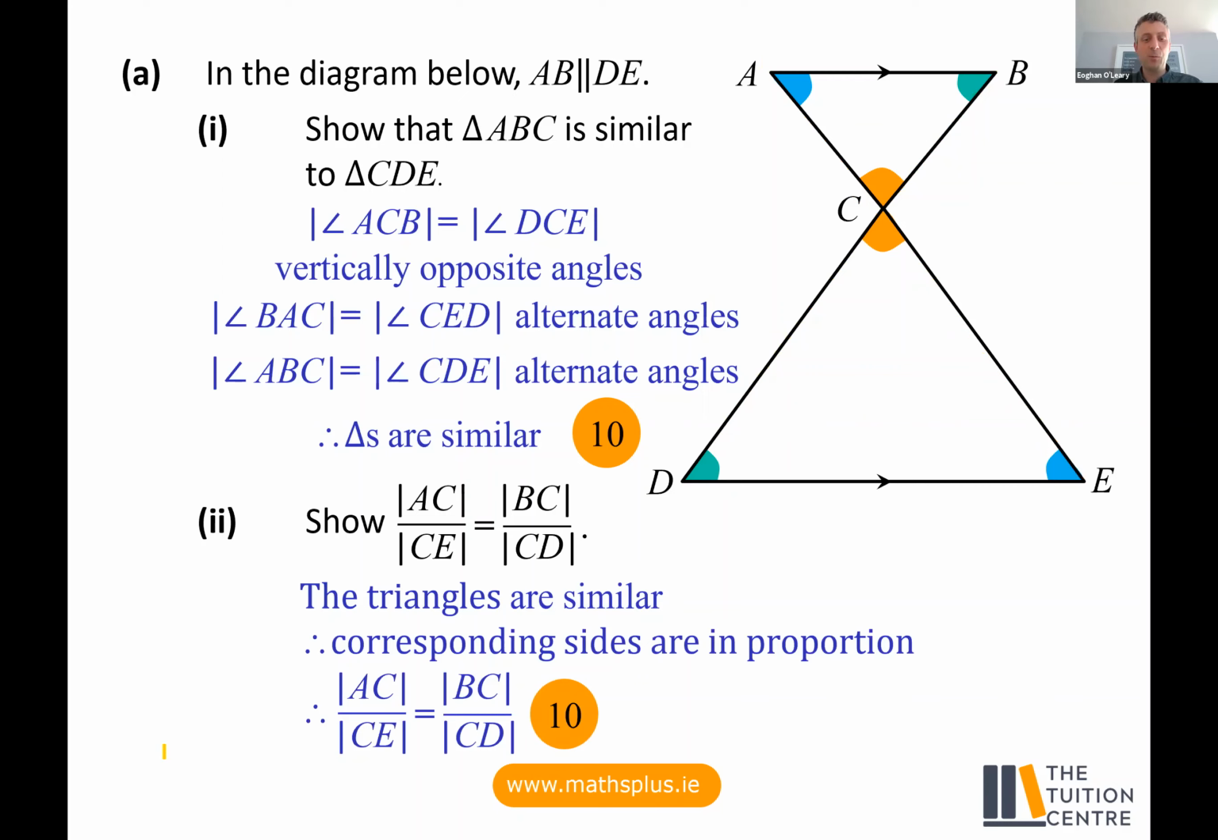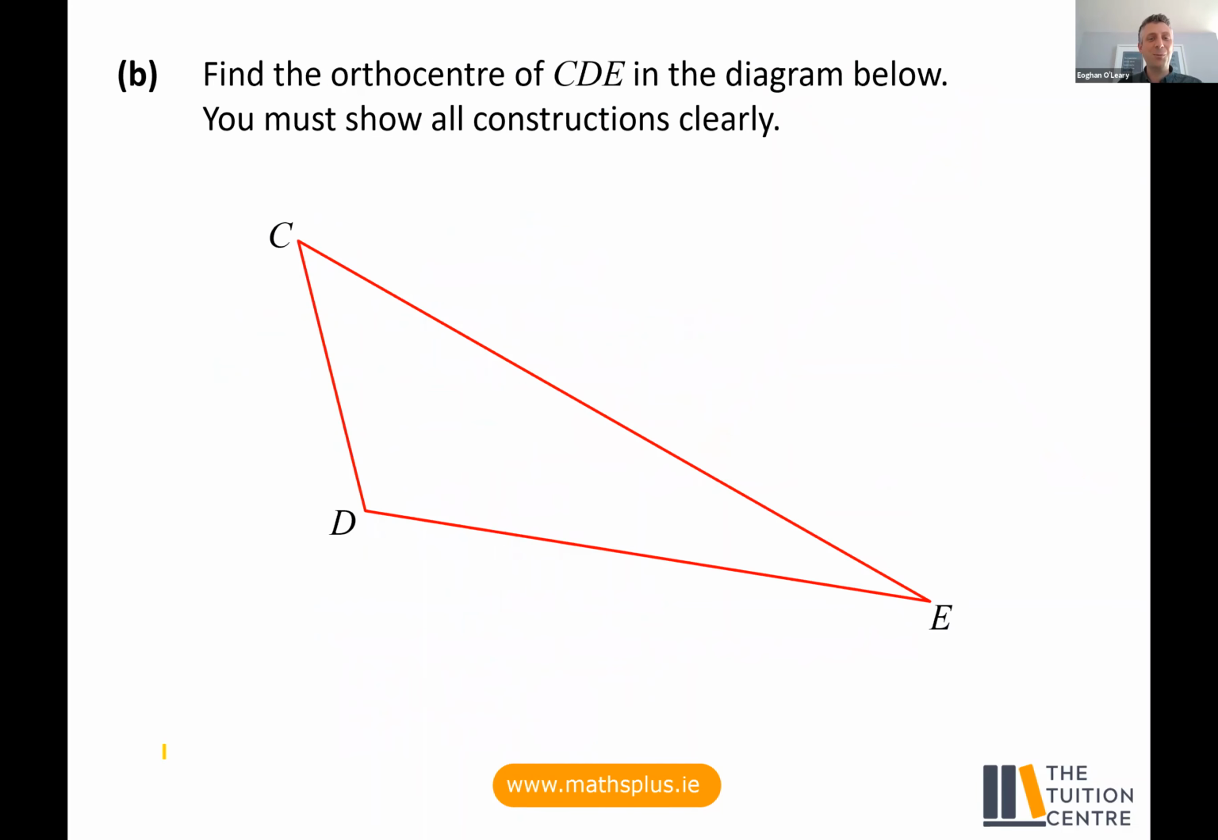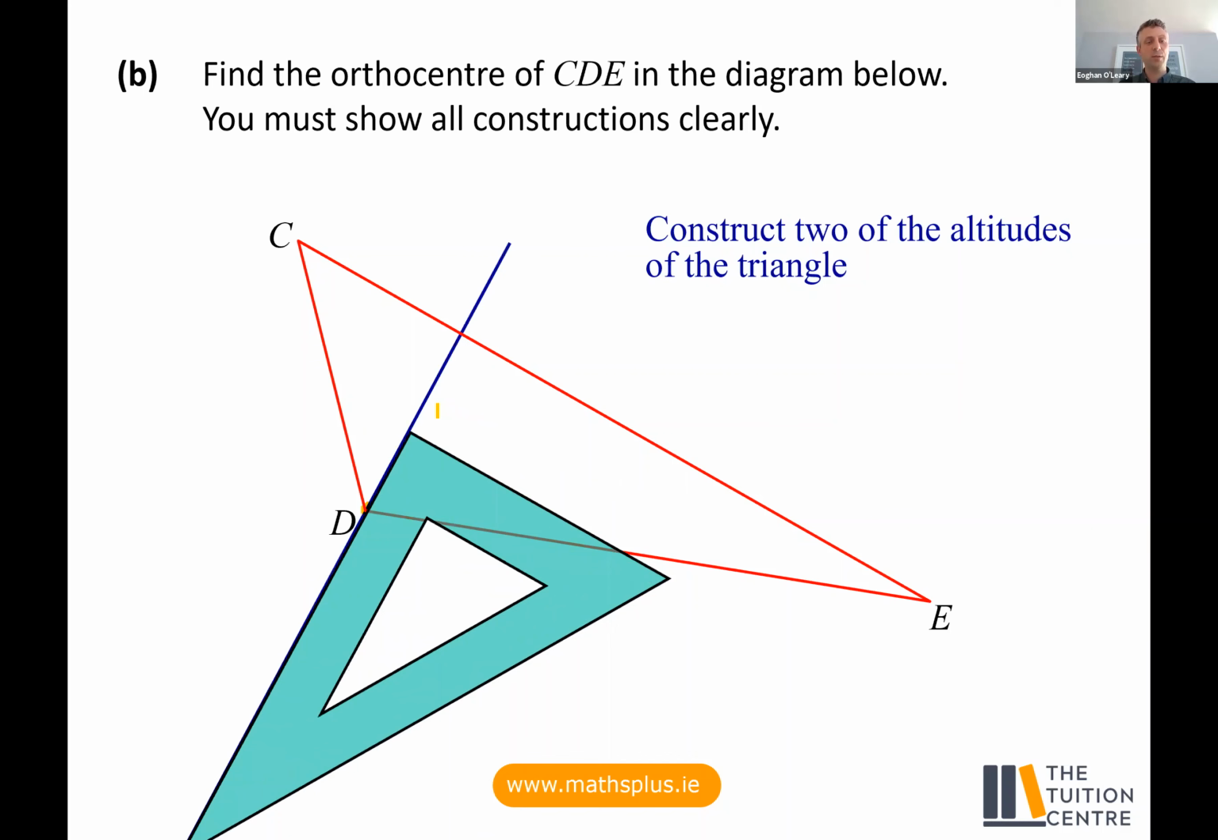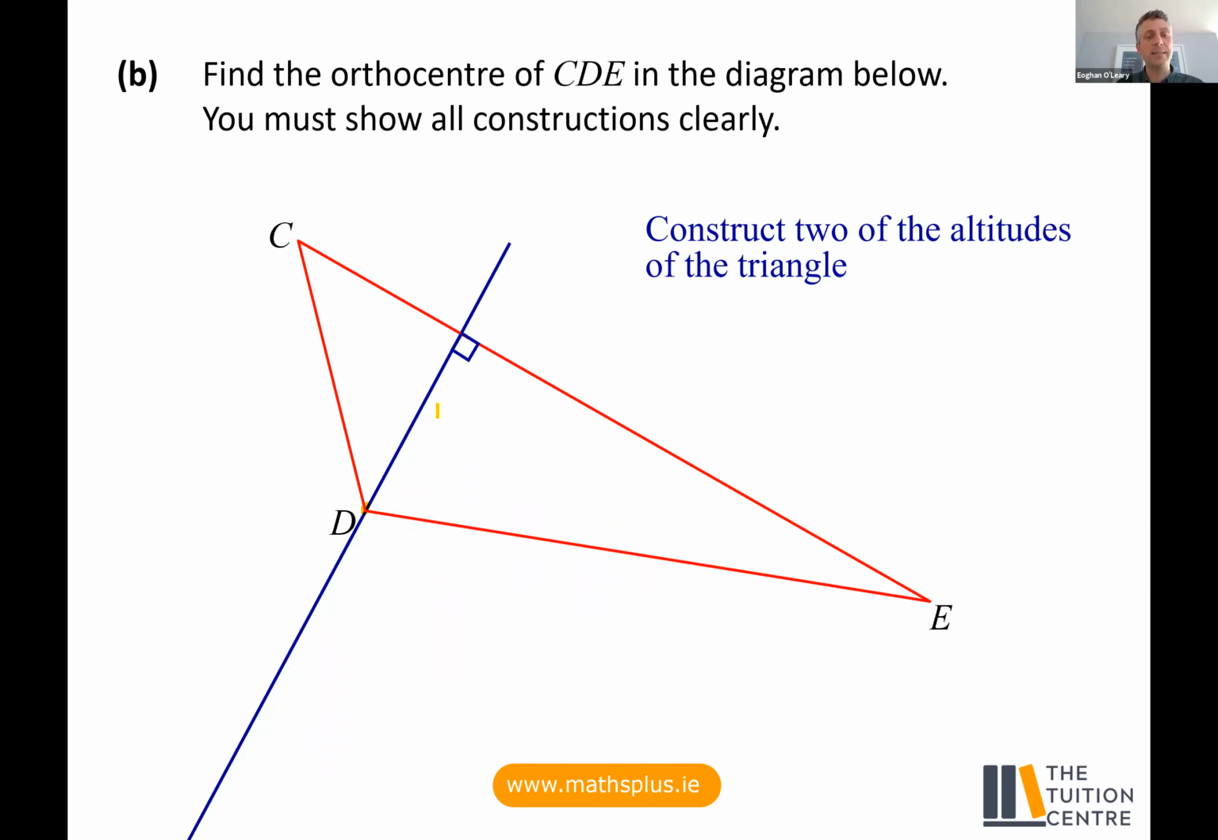So you could say we went into more detail in the marking scheme, but that's perfectly fine there for 10 marks. So after picking up those easy 20 marks, we now just have to find the orthocenter of this obtuse triangle. And we must show all the constructions clearly. All we have to do is construct any two altitudes of the triangle. You go from any of the vertices and you go across to the opposite side and you hit that opposite side at 90 degrees. That's your altitude. So you can see the first one there going through the vertex D.